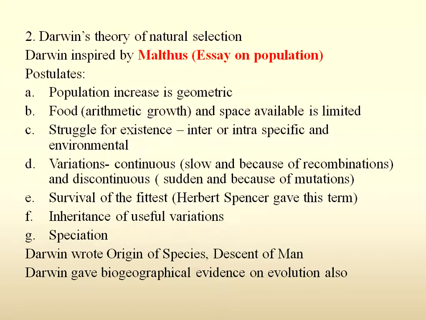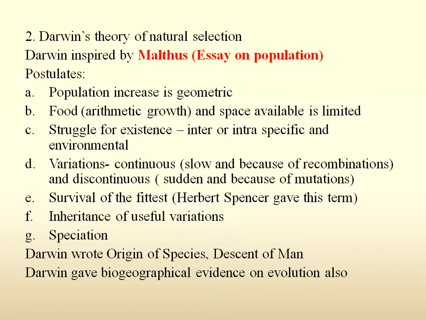Further, the second theory, that is Darwin's natural selection theory. He was inspired by Malthus, who wrote a book, An Essay on Population. The postulates of Darwin's theory are: population increases in geometric progression, food increases in arithmetic progression, and space available is limited. Third, there is struggle for existence.